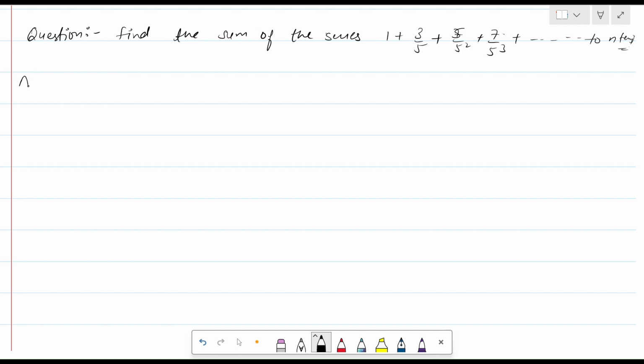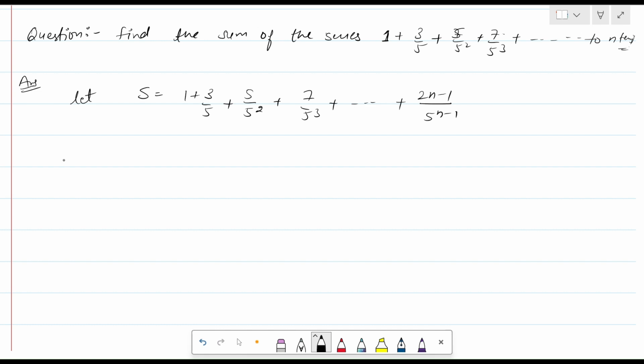So how can we find that? Let us assume this is an arithmetico-geometric progression, because what is the arithmetic progression? 1, 3, 5, 7 and so on. And what is the geometric progression? 1, 1 by 5, 1 by 5 square, 1 by 5 cube, and so on. So what we have to do, let S be equal to 1 plus 3 by 5 plus 5 by 5 square plus 7 by 5 cube plus up to 2n minus 1 upon 5 raised to the power.